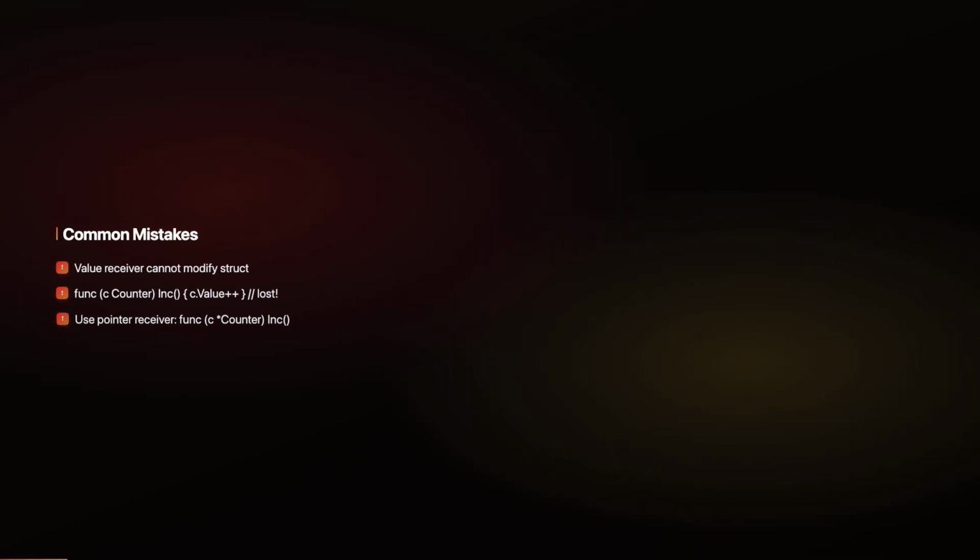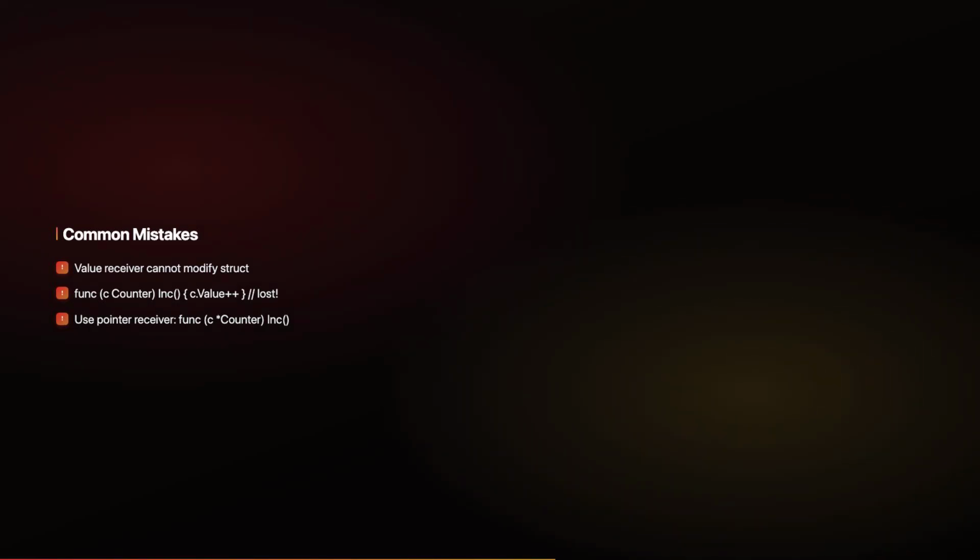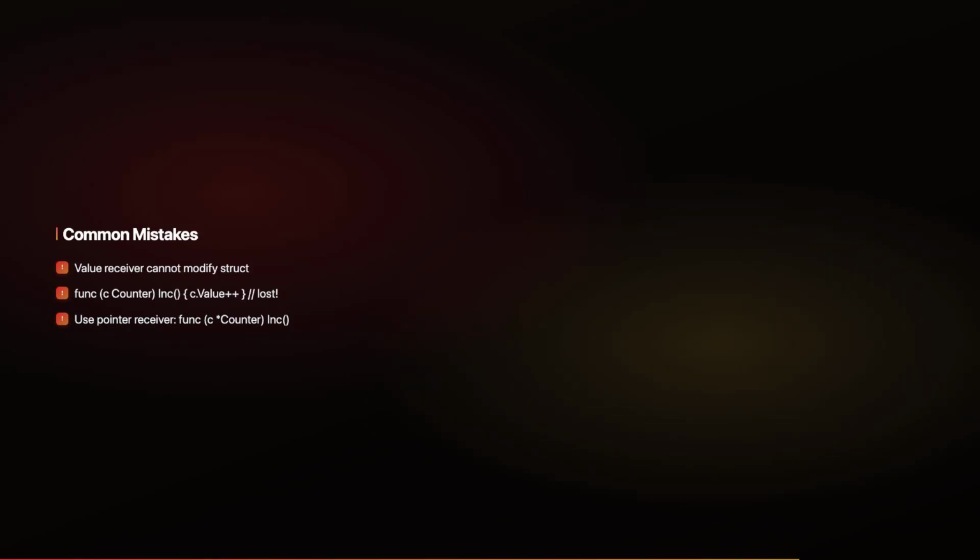The first common mistake is forgetting to use a pointer receiver when modifying a struct. If you use a value receiver for a method that changes a field, the change only affects the copy and is lost. Always use a pointer receiver when the method modifies the struct.